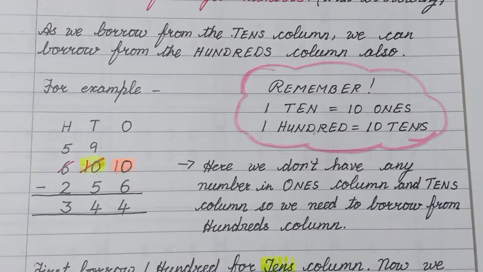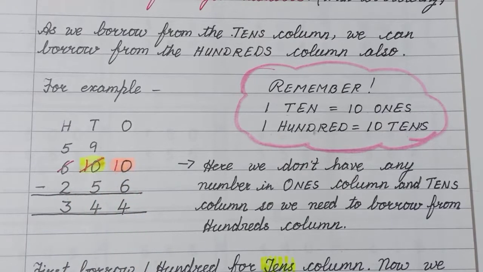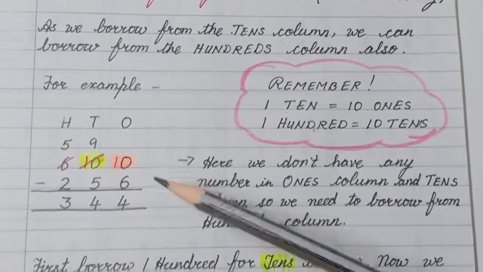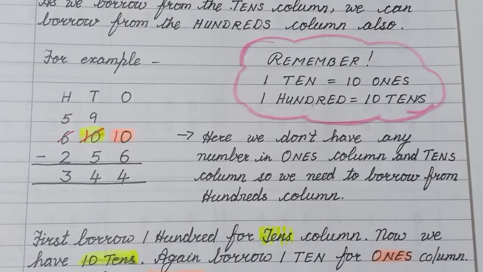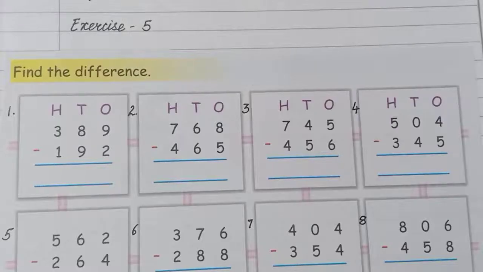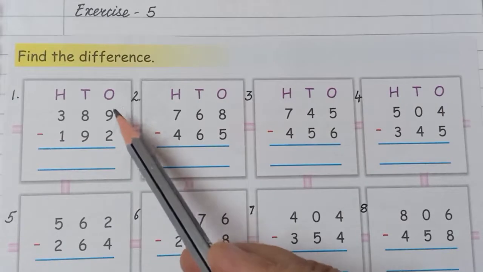First, borrow 1 hundred from the hundreds column. Now we have 10 tens. Again borrow 1 ten from the tens column. Now we have 10 ones. So this is how we do it. Subtract the ones first, then tens, and then hundreds. We will do this with the borrowing.